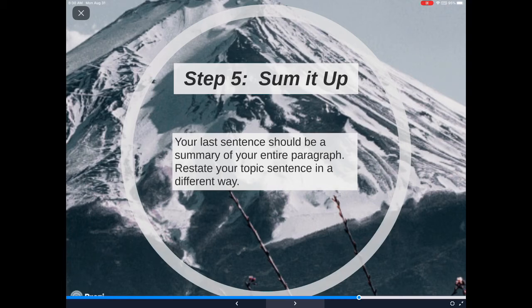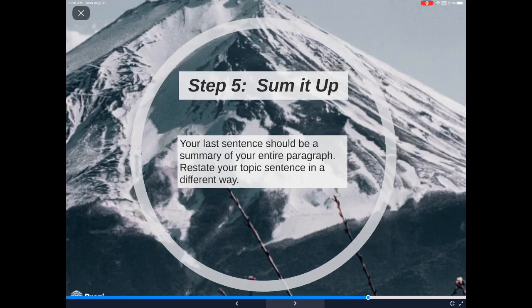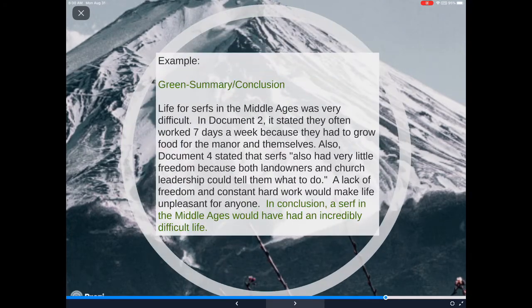So step 5, we're going to sum it up. The last sentence should be a summary of your entire paragraph. Restate your topic sentence, but just in a different way. So let's look at how we've done that here. So we still got that exact same question, and the picked out keywords that we did, and the answer that we have, the 2 citations, the explanation right down here, and then we have a restatement of our topic sentence, which is, in conclusion, a serf in the Middle Ages would have had an incredibly difficult life.